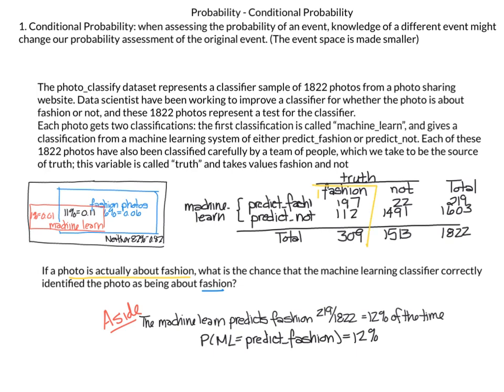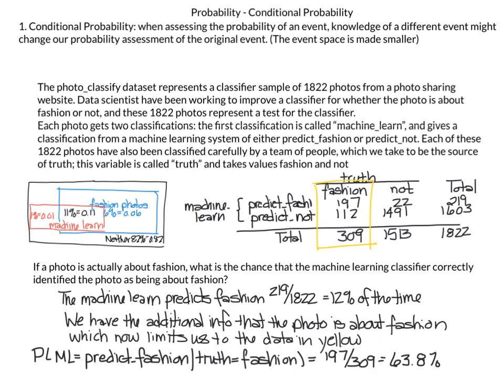So we're going to focus on these counts here. The probability that the machine learning predicts fashion, given that truth is fashion, looking at this data, is 197 times out of a total of 309. Remember, now it's like that bucket of balls. We're ignoring all of this data and only looking over here. So that's equal to 63.8%. So it's gone up a lot. If we're actually looking at a fashion photo, it'll predict that it's a fashion photo much more frequently.